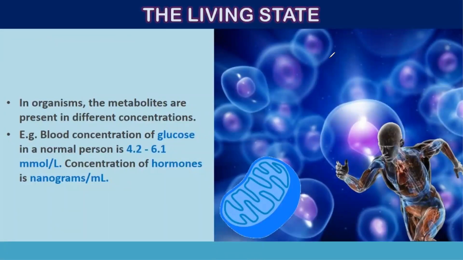Then comes the living state. In an organism, the metabolites are present in different concentrations. It is not constant, so it is very tough to identify the constituents or composition of the cytoplasm. For example, in blood the concentration of glucose in a normal person is 4.2 to 6.1. It's not always constant. Why? Because that is a living state. It keeps on changing, it keeps on fluctuating.